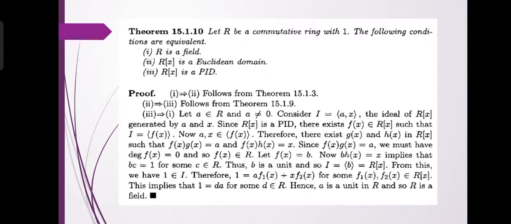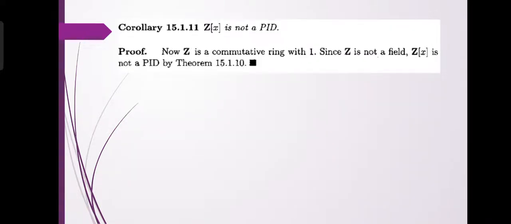From this, we have 1 belongs to I, therefore 1 is equal to A f1(x) plus x f2(x) for some f1(x), f2(x) belonging to R[x]. This implies that 1 is equal to dA for some d belonging to R. Hence, A is a unit in R, and so R is a field. So that's the end of the proof.